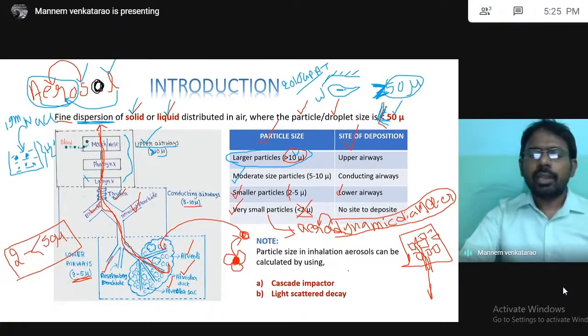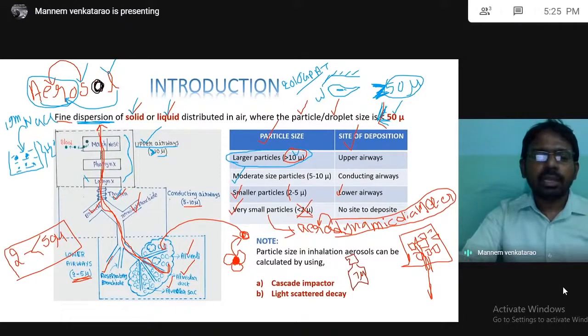So here I am developing an aerosol system which contains, for example, a particle size of 7 microns. Now tell me, if this aerosol product contains 7 micron particles, in which area of the respiratory tract can it deposit? 7 micron means it lies between 5 to 10 micron.